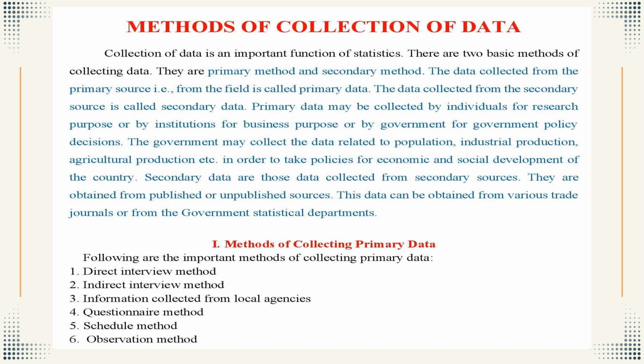Then, methods of collecting primary data. There are 6 different methods of collecting primary data. They are direct interview, indirect interview, local agencies, questionnaire method, schedule method, and observation method. Let us see the different methods of primary data collection. First one is the direct interview method. In this method, the researcher directly meets the respondents and collects the data.